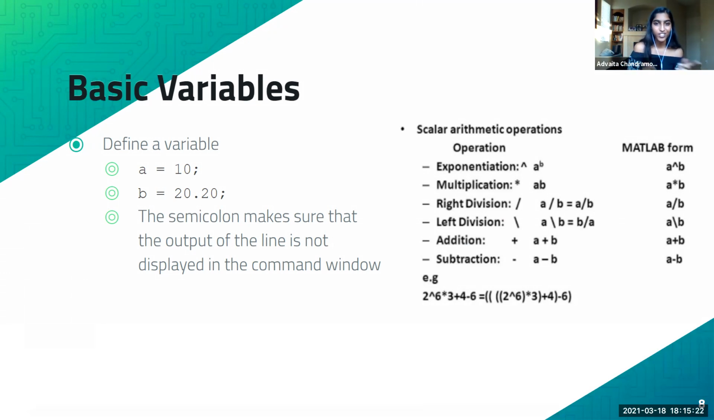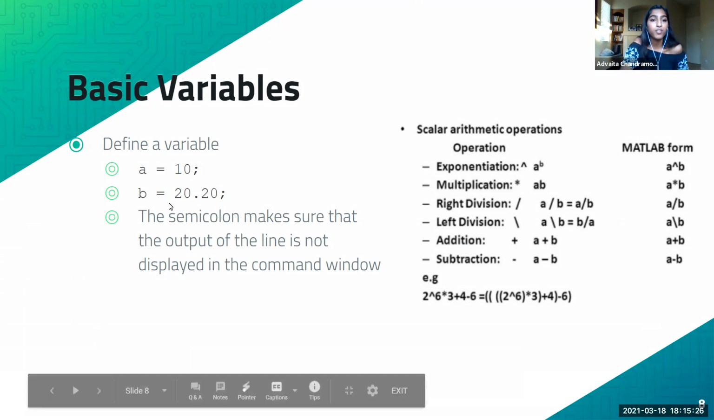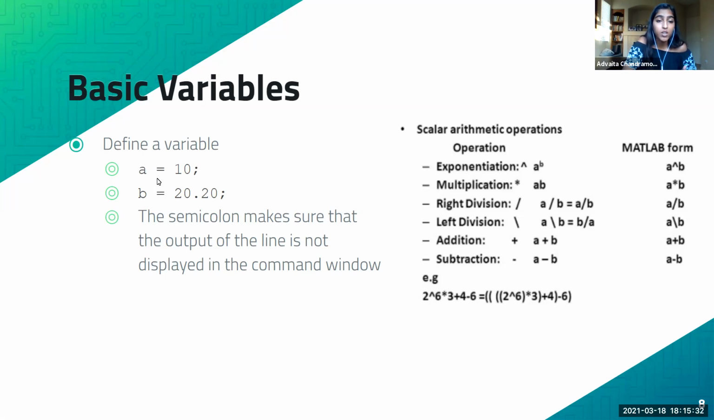So with that, I'm going to just go through this really quickly. First you have basic variables. You just define a variable as I've done here, with the variable name on the left and the value on the right of this equal sign. And you should end your lines in MATLAB with a semicolon.